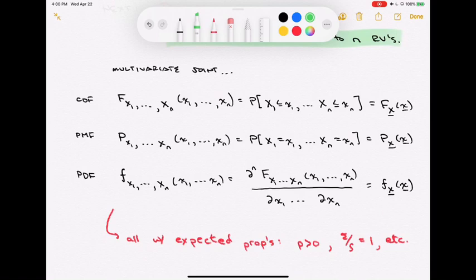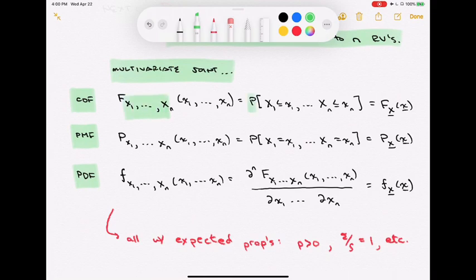We will describe these with a multivariate joint cumulative distribution function, probability mass function, or probability density function. Bivariate was a joint CDF, PMF, or PDF, and we're going to do that again. It's just that now, instead of being a function of two variables, it's going to be a function of n variables. In the CDF case, we're going to take x1 through xn.